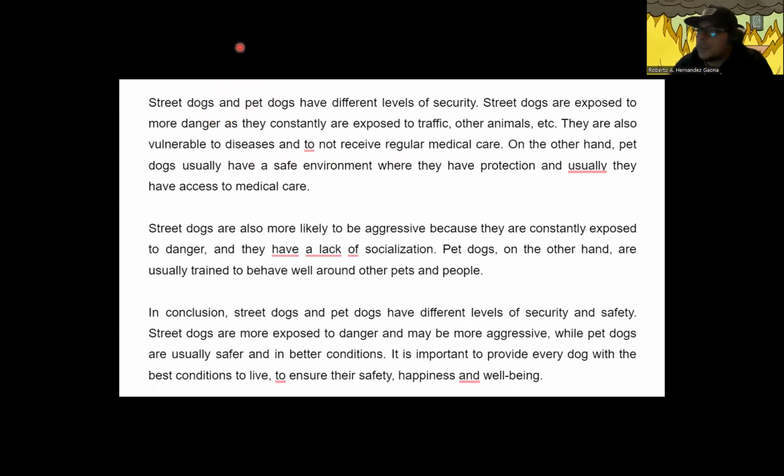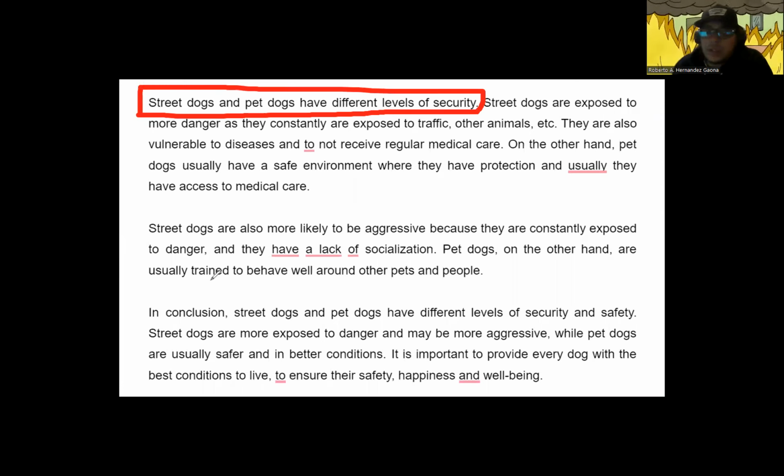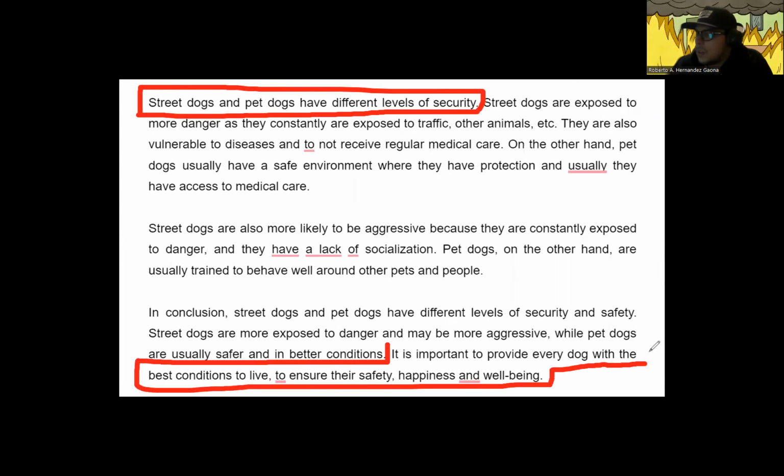Right here, besides the fact that we have three different paragraphs, what else can we check? Well, let's see. Street dogs and pet dogs have different levels of security. If this is our topic sentence, let's check our concluding sentence and see if it matches. It is important to provide every dog with the best conditions to live to ensure their safety, happiness, and well-being.